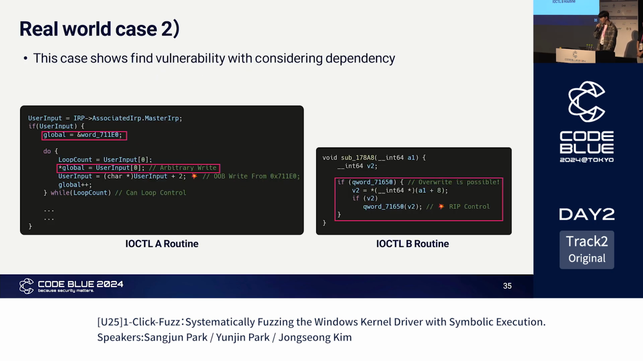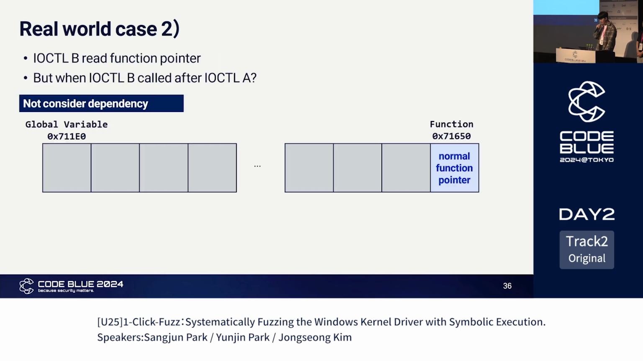The second interesting vulnerability was also found in a real-world driver. There are two different control codes, A and B. Control code A has a buffer overflow vulnerability in a global variable, because A can copy the user buffer to the global buffer without a length check. And control code B has a routine that uses a function pointer in a global buffer. So basically, control codes A and B should use independent global variables.